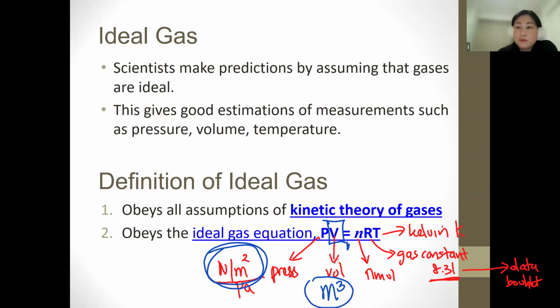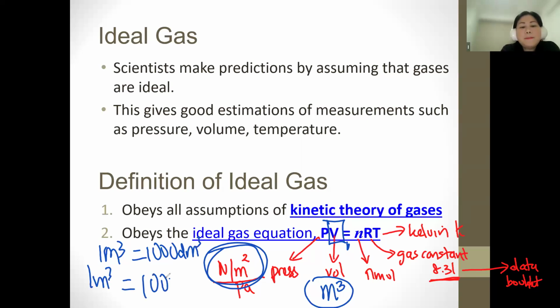All right, so therefore you must know how to convert dm cube into meter cube. You must know how to convert cm cube into meter cube. 1 meter cube is 1000 dm cube. 1 meter cube is 1 million cm cube. Okay, so you must know how to convert units.